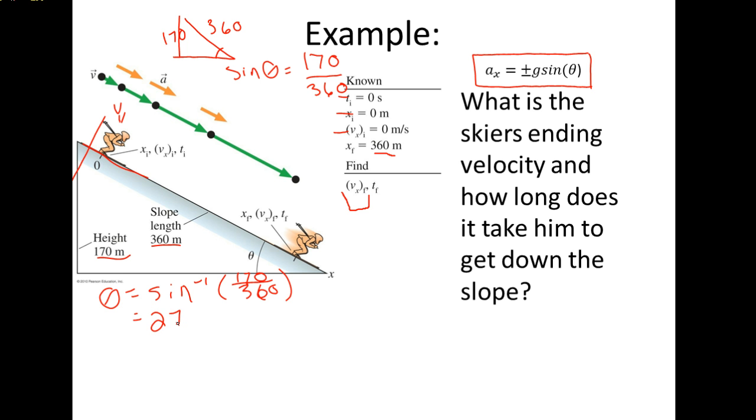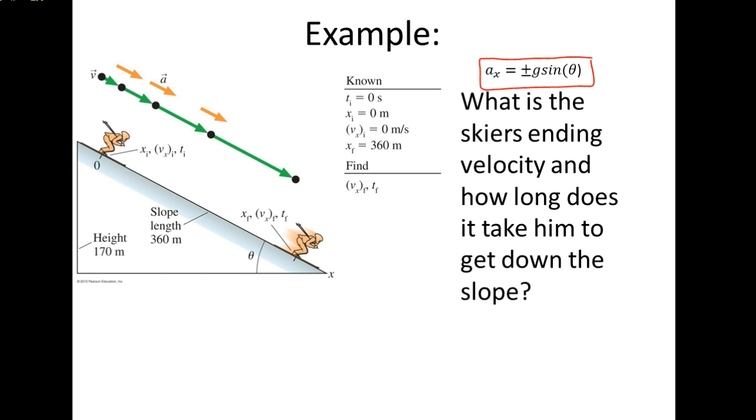27, it might be like 27 point something. Okay, but now I've got my theta, and so now I can solve for acceleration down the hill. So my acceleration down the hill is going to be equal to 9.8 times the sine of 27, or 27.4, I think is what that ends up being.